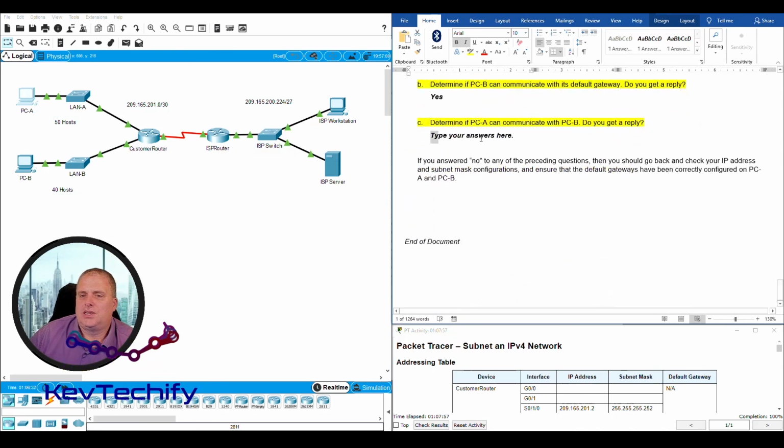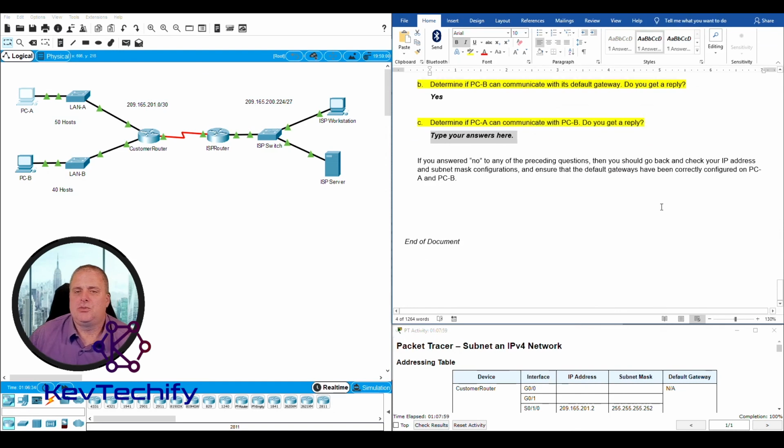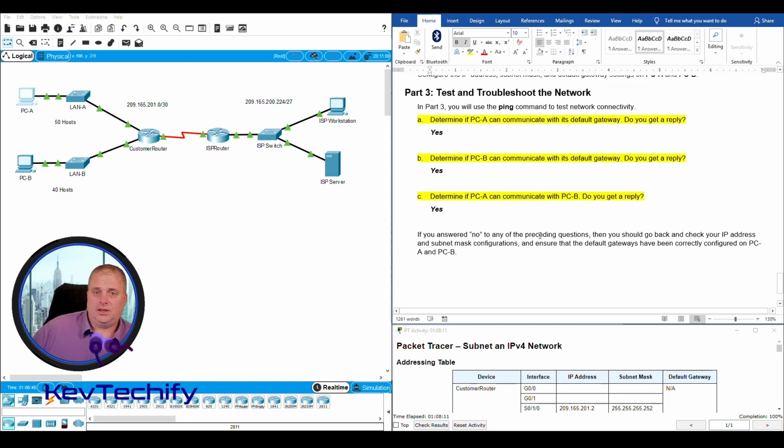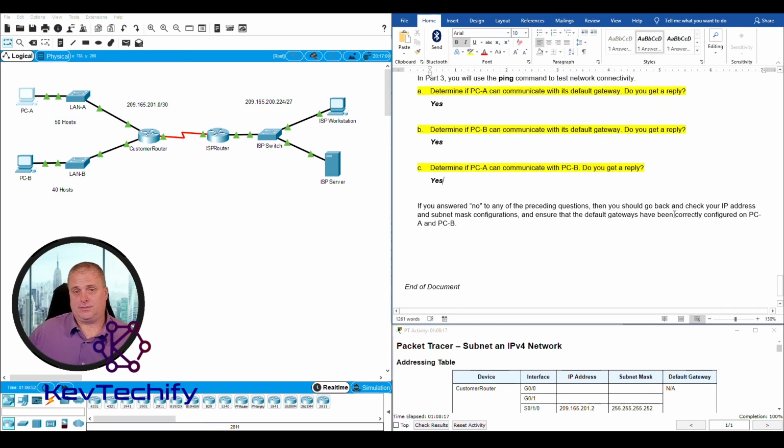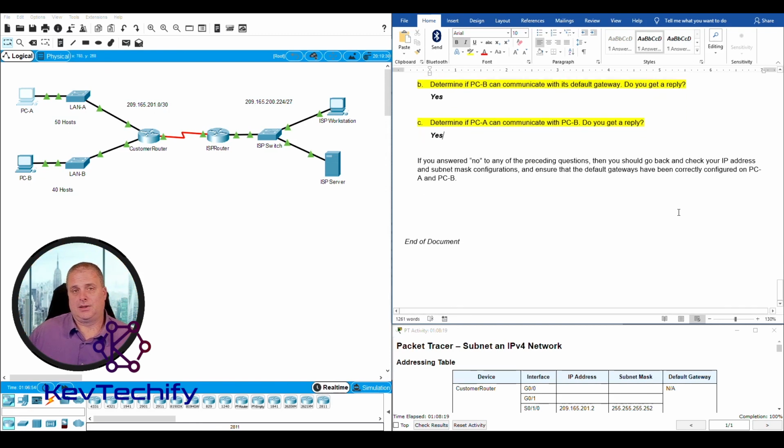Determine if PCA can communicate with PCB. Did we get a reply? Yes. If you answered no to any of the preceding questions, then you should go back and check your IP address and subnet mask and ensure the default gateways have been set correctly. Part B, you want 3 yeses. If not, go back, figure out what you did wrong. That was Packet Tracer Lab 11.5.5 Subnet and IPv4 Network.